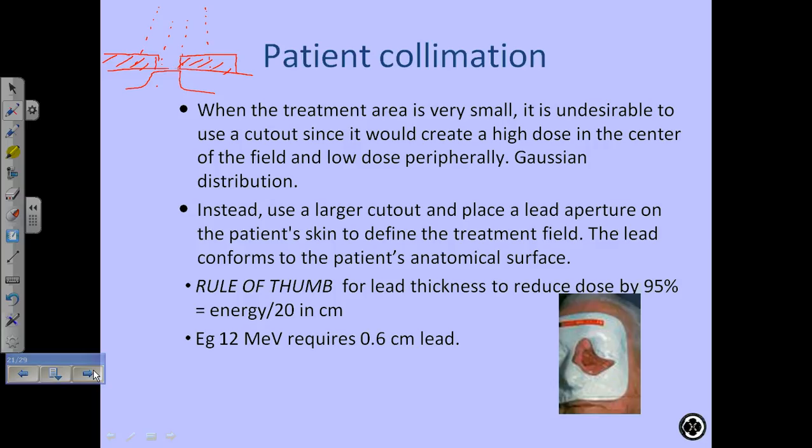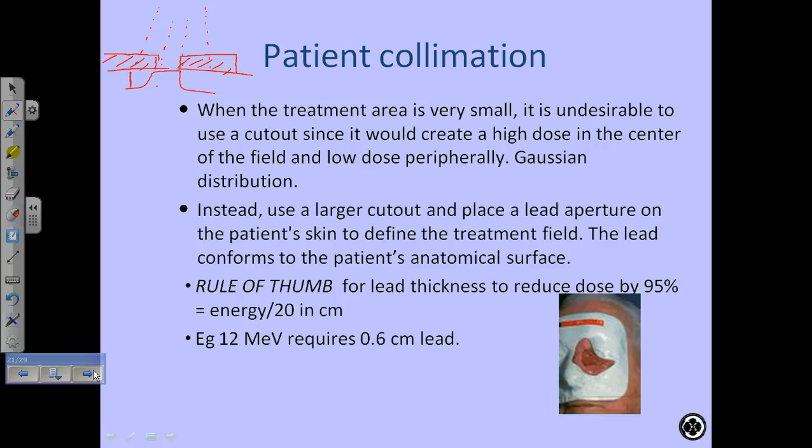Okay, good. So instead, use a larger cutout, and place a lead aperture on the patient's skin. A rule of thumb for lead thickness to reduce dose. Then the question is, how much lead do you use? A rule of thumb to reduce the dose under the lead by 95%: the rule of thumb is the energy divided by 20 centimeters. So say the doctor picked 6 MeV. Okay, just to make it simple, if the energy is 10 MeV divided by 20, you need a half cm of lead.